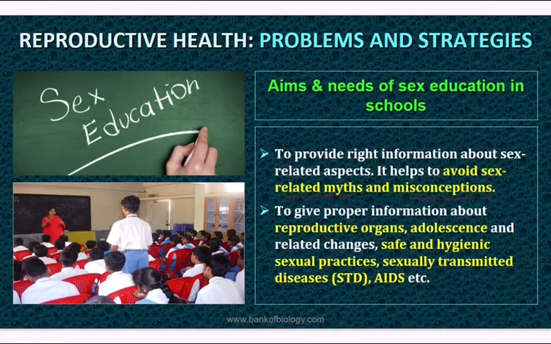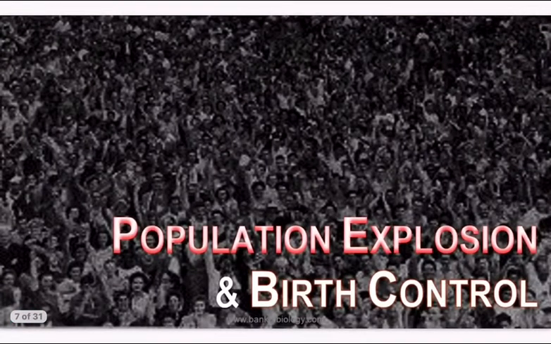To give proper information about reproductive organs, adolescence and related changes, like you can imagine a 6th class or 7th class girl, when she first gets menstruation, what type of stress she may be having. So there has to be some proper guidance. Safe and hygienic sexual practices, sexually transmitted diseases, and you know the dreaded disease AIDS, acquired immunodeficiency syndrome. It killed lakhs of people. And even today, remember, we don't have any vaccine or a perfect cure for this. So AIDS is still there, it's existing.